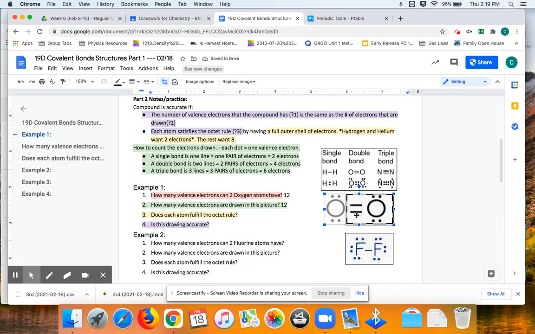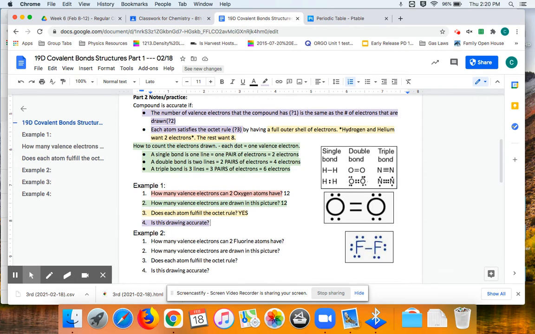Again, we are recounting. We are keeping this double bond, and it goes towards the O on the right as well because these electrons are shared. So we have 1, 2 on top, 3, 4 on the bottom, 5, 6, and then 7, 8 from the double bond. So yes. Does each atom fulfill the octet rule? Yes, they have 8. And remember, hydrogen, which does come up later, and helium only want 2 electrons, not 8.